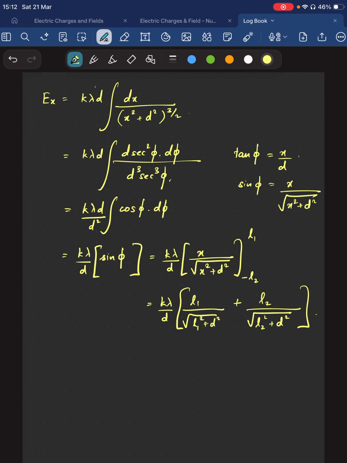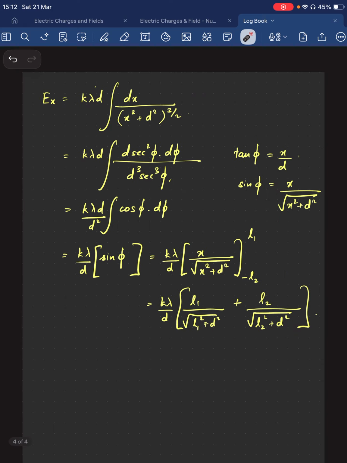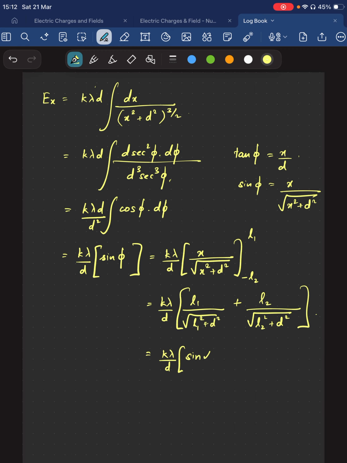Okay. And now we'll try to notice this right angle triangle. So in the result which we got, L1 by under root of L1 squared plus d squared, and we got L2 by under root of L2 squared plus d squared. So what is L1 by under root of L1 squared plus d squared? That will be equal to sine alpha. So we can write this result in terms of k lambda by d of sine alpha.